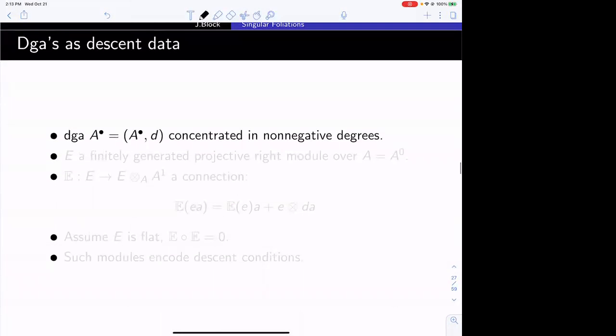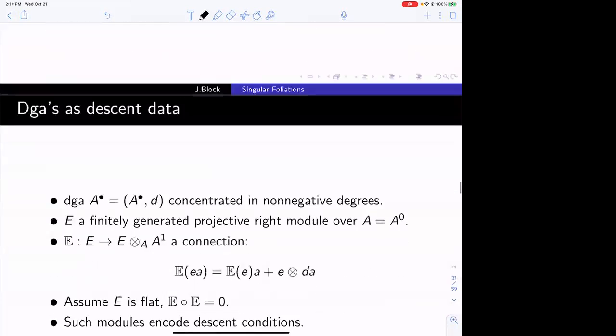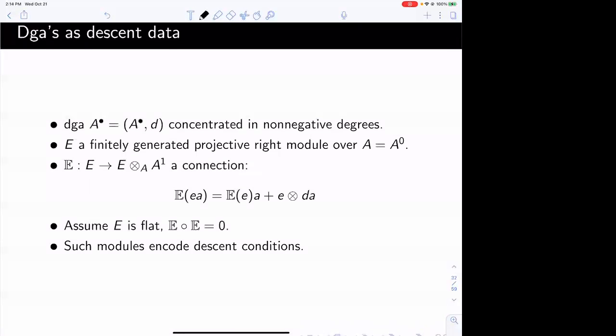So the first thing I want to point out is, is it making people nauseous when I scroll through? All I'm doing is scrolling through so that all of the overlays appear at once rather than coming out one at a time.